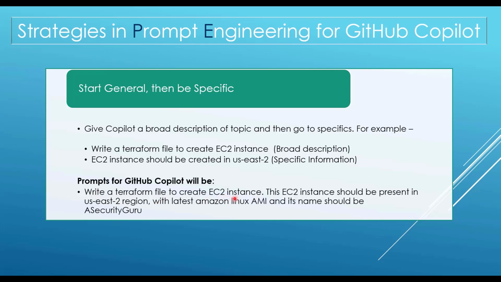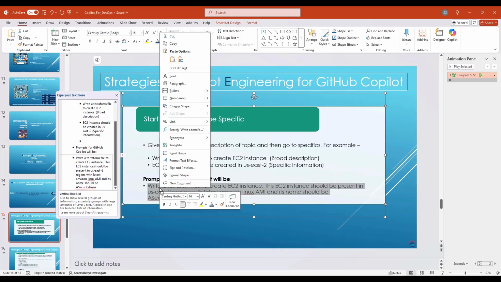First, we are providing a broad description of the topic. Then we are providing specific details about the task, which is that this EC2 instance should be present in US East 2 region with the latest Amazon Linux AMI, and the name of this EC2 instance should be eSecurity Guru. So let's copy this prompt and test it with GitHub Copilot that we enabled in github.com.